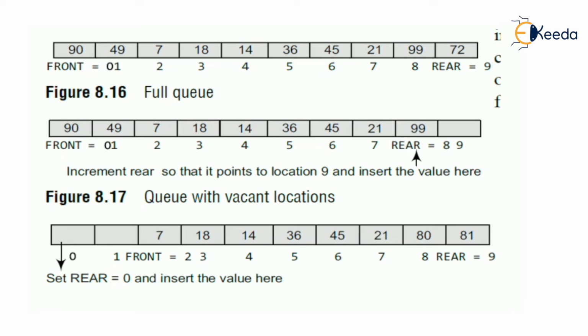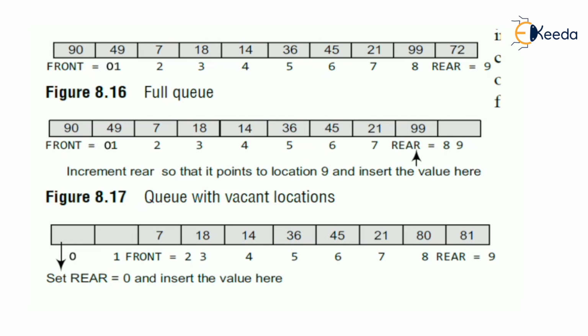So for this we discussed three conditions which we are dealing with. The first is the full queue. In that particular full queue, front is equal to 0 and rear is equal to max minus 1. If this condition is true, then it represents that this is the full queue. And if rear is not equal to max minus 1, as explained in figure 8.17.